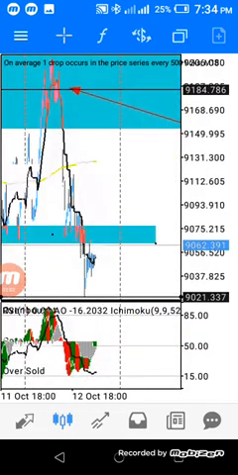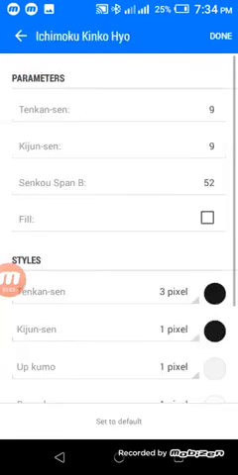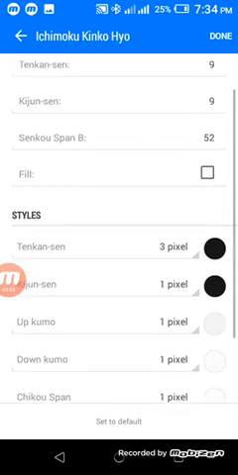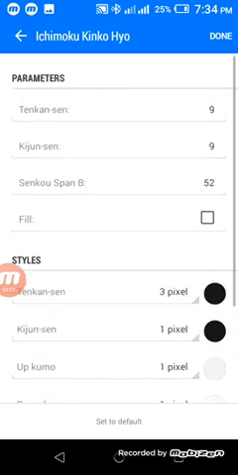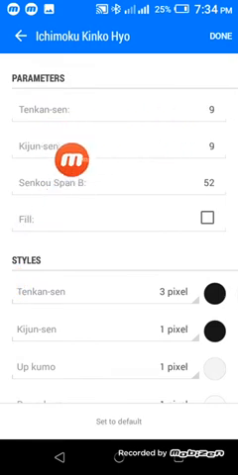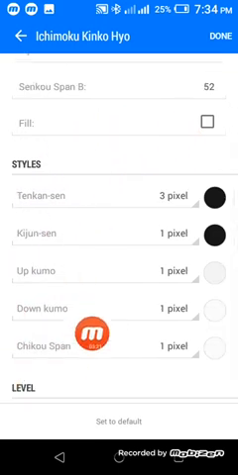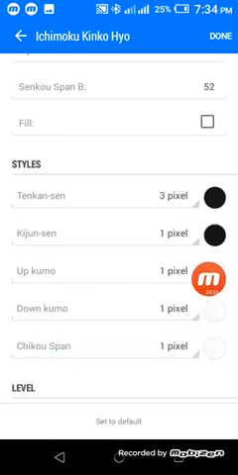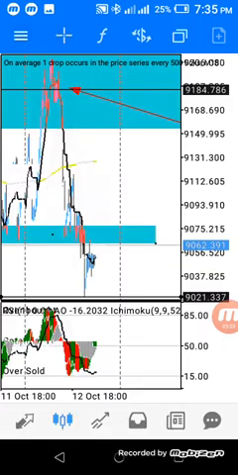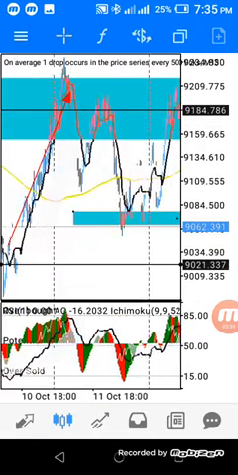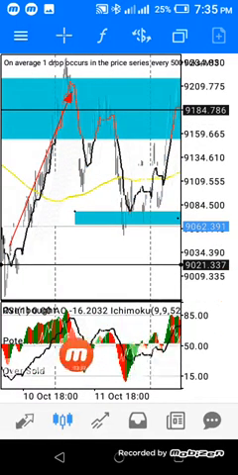Also, you need to add one Ichimoku. These are the settings for the Ichimoku. You add them on your chart. You see, it's Tenkan-sen 9, and this 52. Then the color: if your background is black, then this will be black. If it is white, this is going to be white, just like mine here. Then you click done. Those Ichimoku settings that I just showed you are the same for this indicator window.